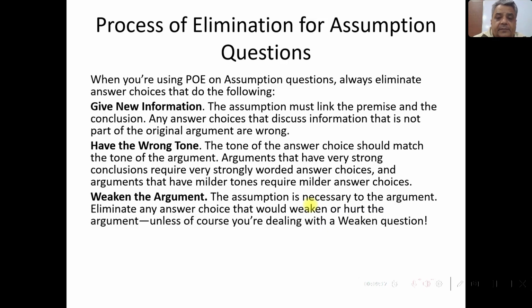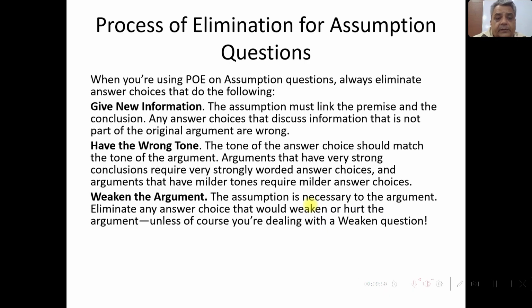Weaken the argument. The assumption is necessary to the argument. Eliminate any answer choice that would weaken or hurt the argument, unless of course you are dealing with a weaken question. We have already seen in the previous lecture that the formula on which the argument is based is premise plus assumption is equal to conclusion. So that makes assumption the necessary part of the argument. Obviously an assumption won't weaken the argument. So any option which weakens the argument has to be eliminated, except for when you are dealing with the weaken question.